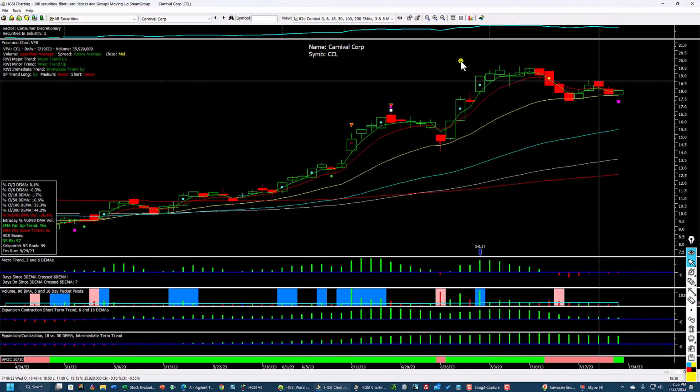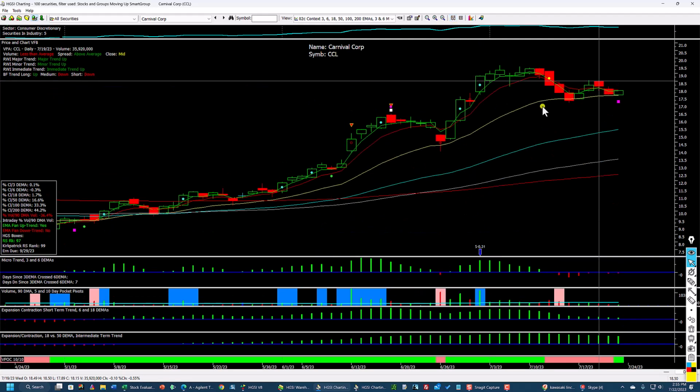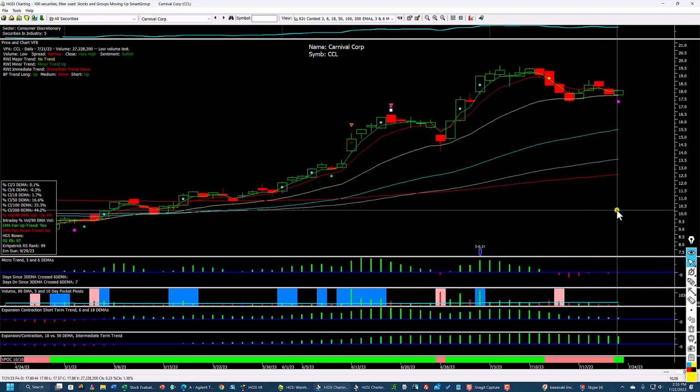Let's bring this back up again. We need to look at something else here. Looks like the earnings are out of the way already. 9/29 is the next earnings due date. So if that's the case, it's even a better setup. Now, I'm not recommending this stock. I'm just saying that I'm going to be looking at it.